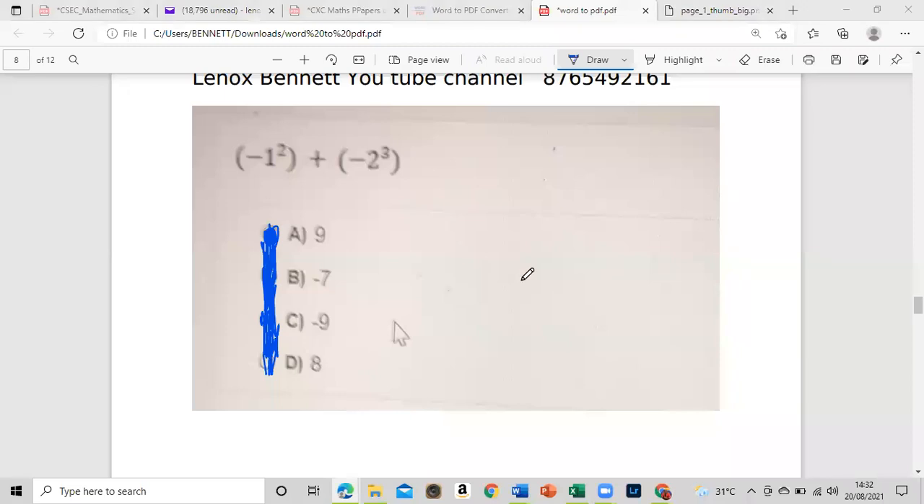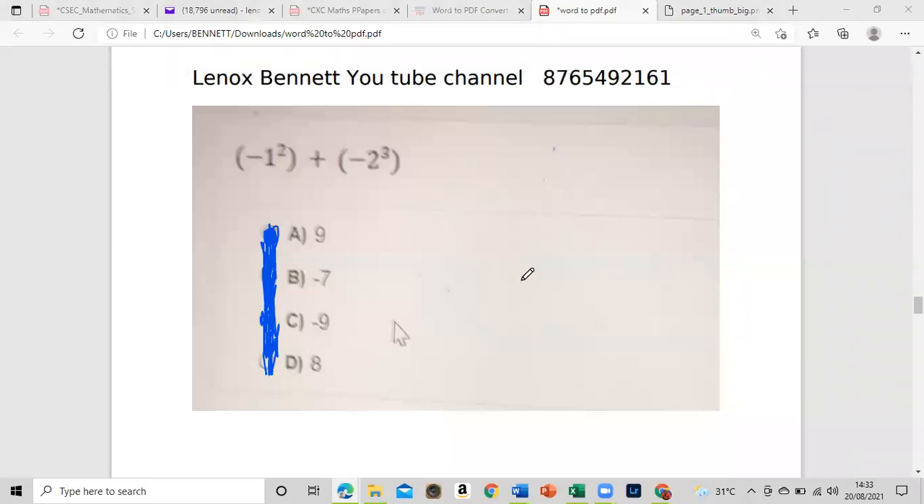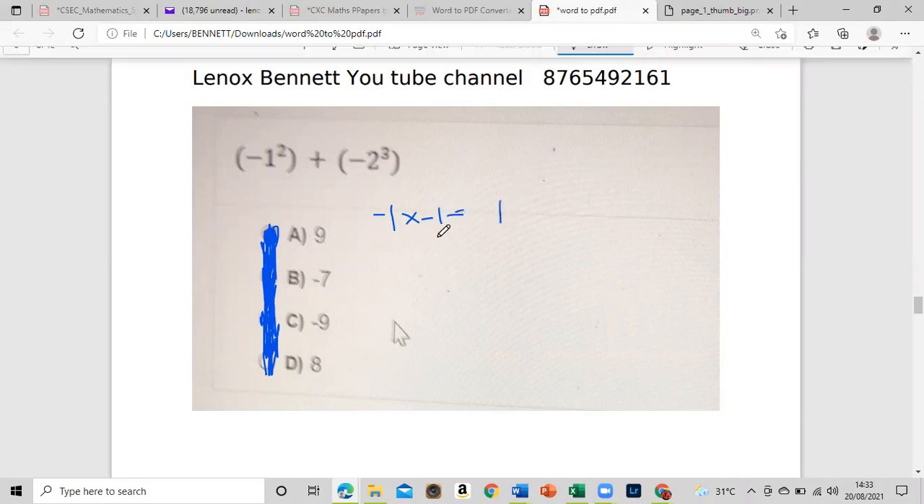All right, guys, Lennox Bennett here. All right. So this one says negative 1 squared plus 2, negative 2 cubed. This one can be a little bit tricky. Negative 1 times, let's write it out, negative 1 times negative 1. That would give us positive 1, as a negative times a negative.